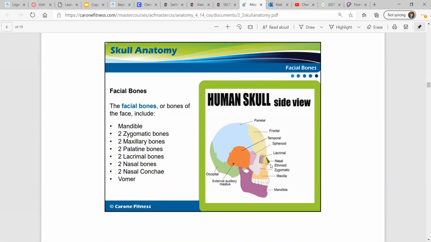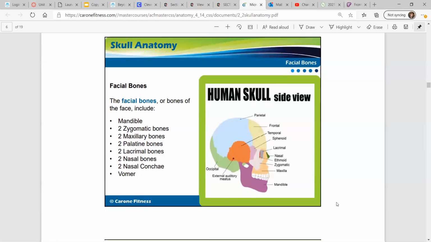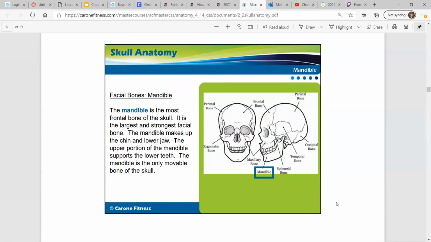Now, we talked about cranial. It's more this section, your top of the head. But then we have that face region, and this is composed of facial bones. So we're talking about the mandible, zygomatic bones, maxillary bones, palatine bones, lacrimal bones, nasal bones, nasal conchae. I think that's how you say that, conchae, and vomer. So let's take a look at each of those.